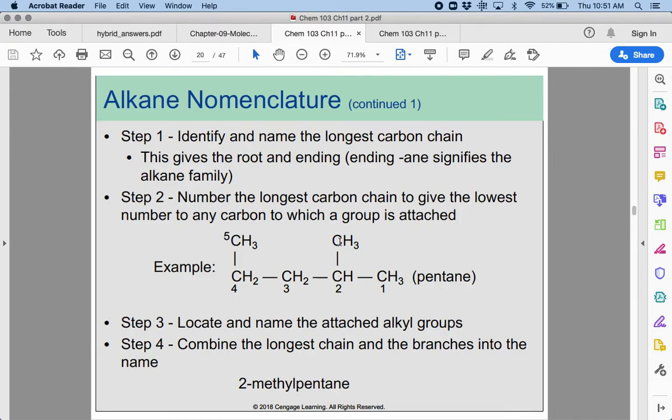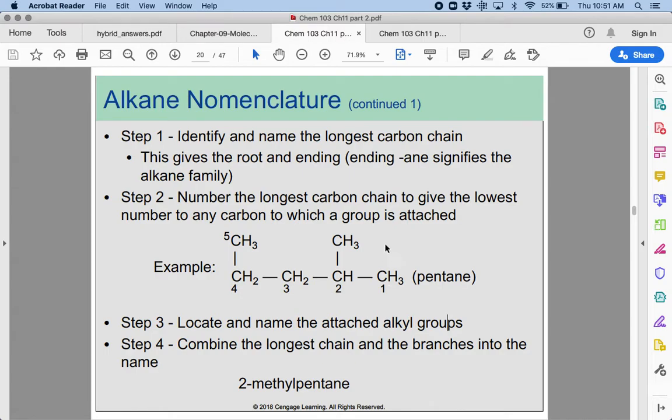So let's start here. If I start here and I go 1, 2, 3. Okay, that's probably not the longest chain. If I start here and I go 1, 2, 3, 4, 5. Okay, that seems good. What if I started from the other ends? 1, 2, 3, 4, 5. Okay, so it looks like no matter how I slice it, 5 is the longest chain, which means when I look at my roots, I know pent means 5. So I have some sort of pentane.